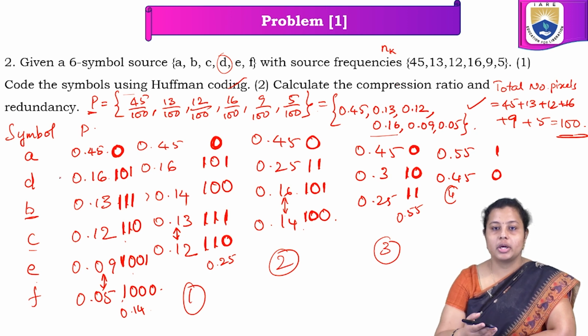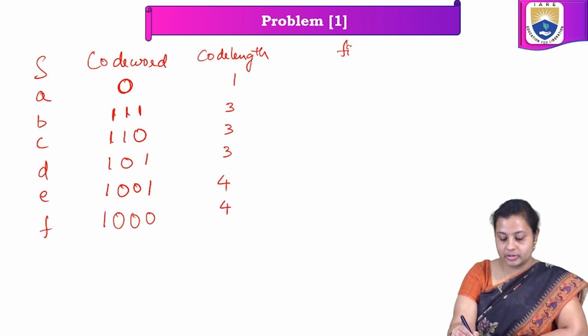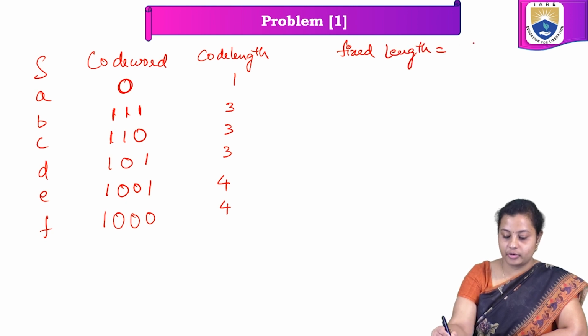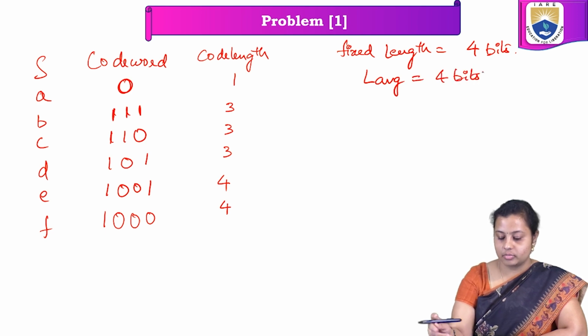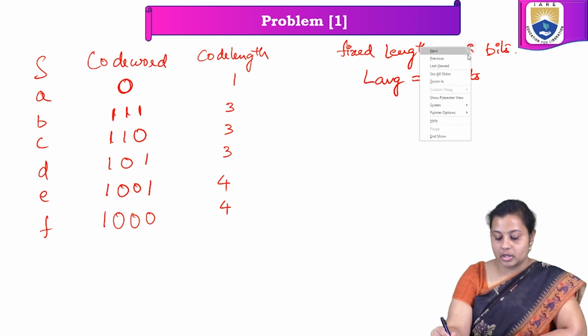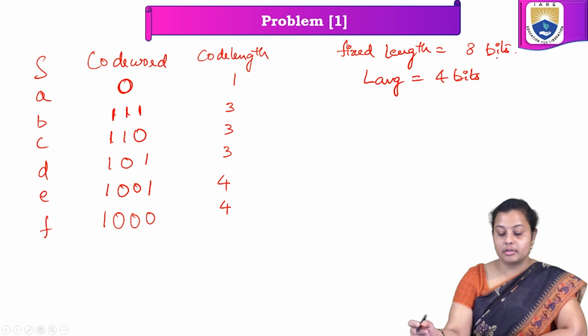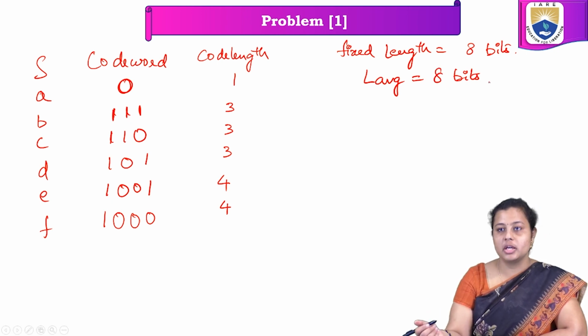So how many bits do I require to represent it? Say suppose I have the fixed length, I have to use 4 bits. So when I use my fixed length to be 4 bits, my L average is 4 bits. But using 4 bits, I cannot represent all the symbols. I have to use 8 bits only, right? So using this L average, when you use your fixed length, it will be 8 bits.